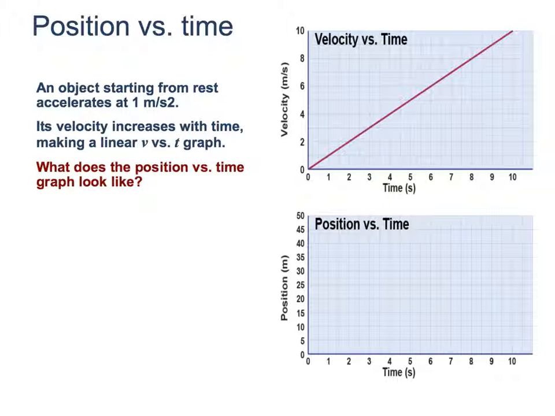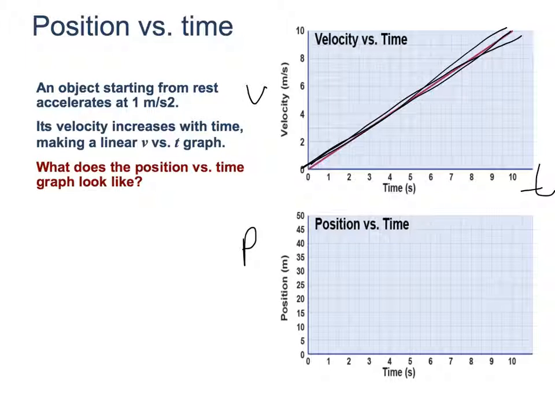All right, position versus time. An object starting from rest accelerates at 1 meter per second squared. Its velocity increases with time, making a linear graph versus time. Linear means you have this straight line. What does the position versus time graph look like? So now instead of velocity time that we had here, we have position time, sometimes called distance time. What would it look like? Well, if my velocity is increasing every second, what happens to my position?